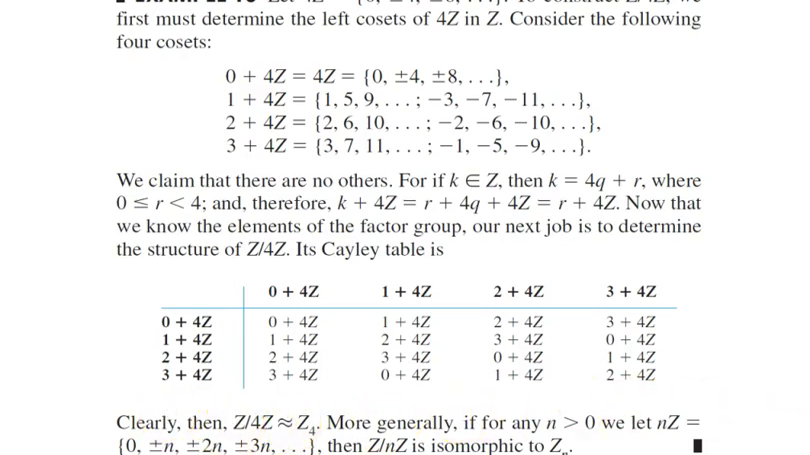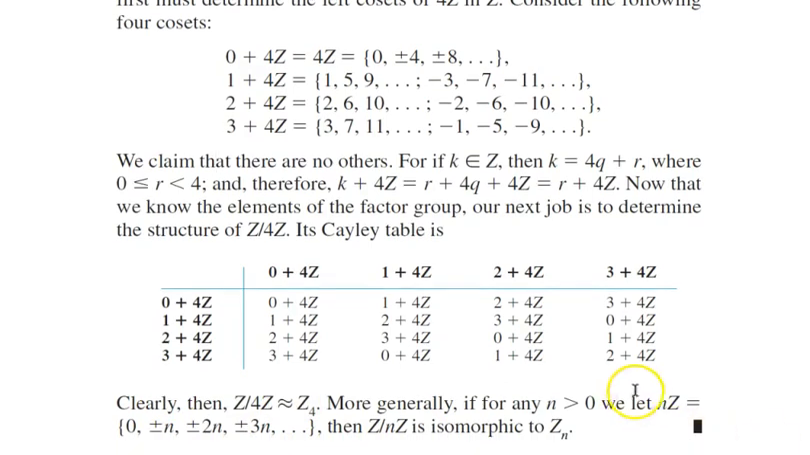Similarly, more generally, if n is a positive integer, then Z factored by nZ is isomorphic to the group Zn.